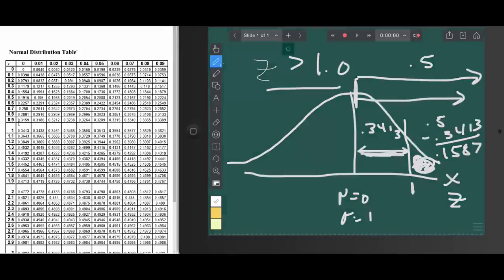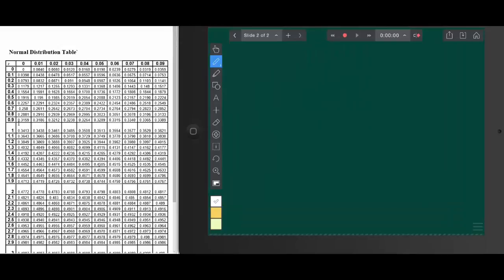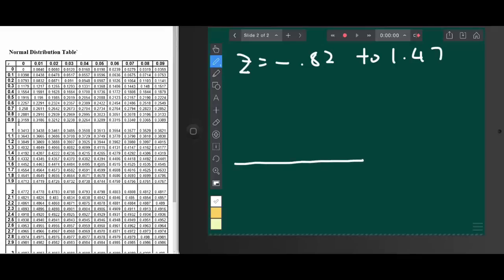Okay, so let's look at another one here. Let's say now that we want to go from z equal to minus 0.82 to positive 1.47. So I'll draw my curve here. In this case, it's the same scale, x and z. And so here's the center, 0.